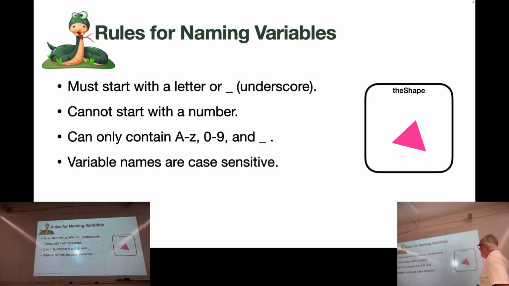In Python, we have certain rules for naming variables. Variable names must start with either a letter or the underscore. It looks like a hyphen, but it's the one that's down below the baseline. So they cannot start with a number. They can include numbers. They can include A through Z, uppercase and lowercase, 0 through 9, and the underscore character. Also, variable names are what we call case sensitive.